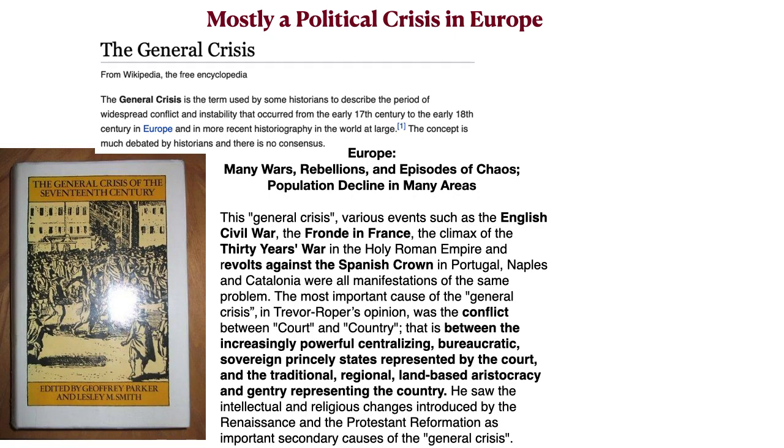I won't go into all of these, from the English Civil War, the Fronde, which was a civil war in France, rebellions against the Spanish crown. This is from Wikipedia, looking at the general crisis, as it's sometimes called, which means that crisis of the early 1600s, but portraying it as due to political issues like powerful centralizing bureaucratic princely states representing the court, and the traditional regional land-based aristocracy representing the country. Yeah, there's a lot to that.